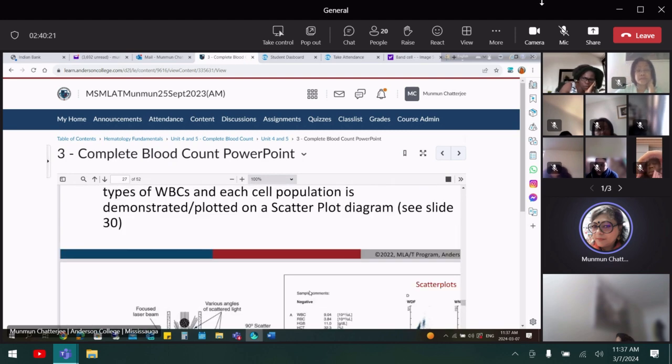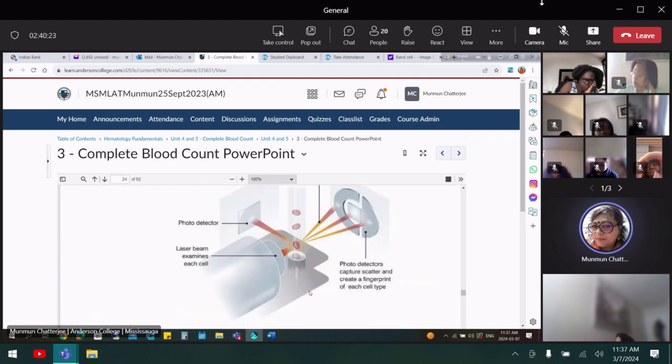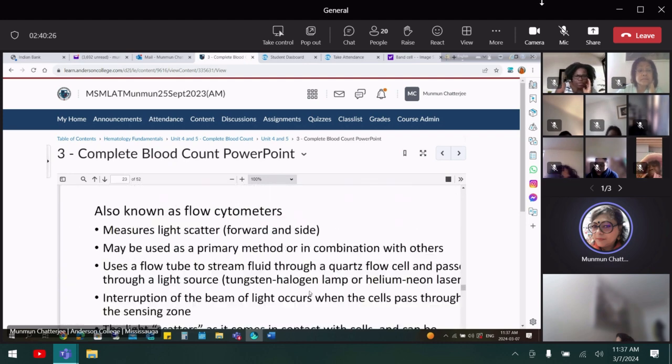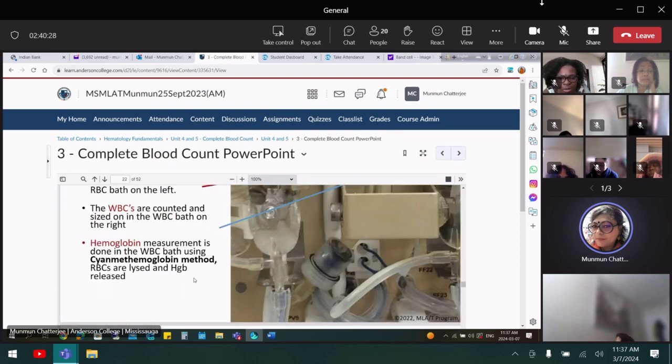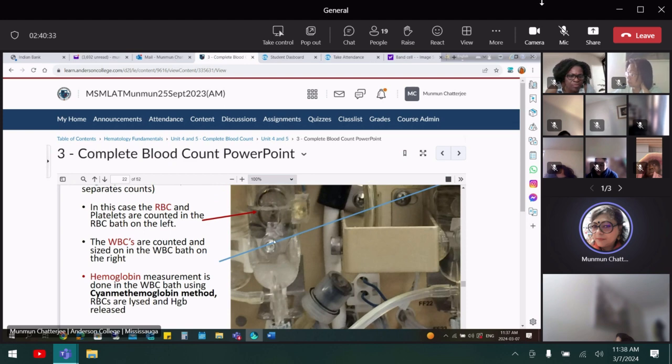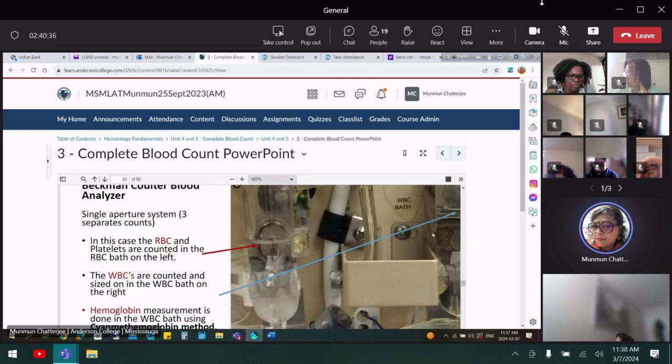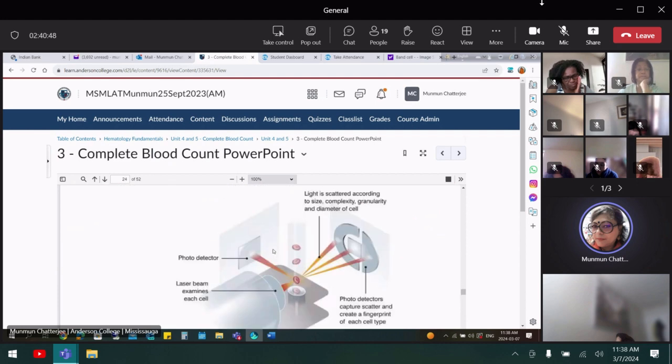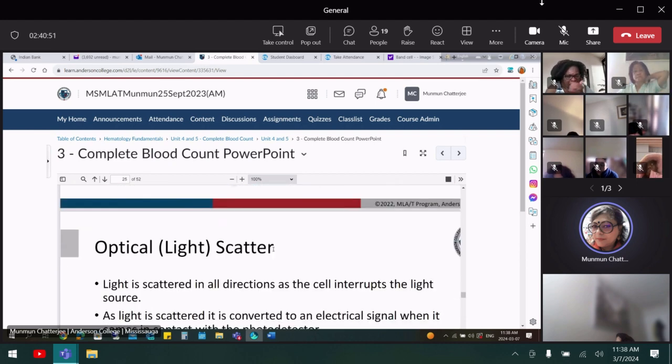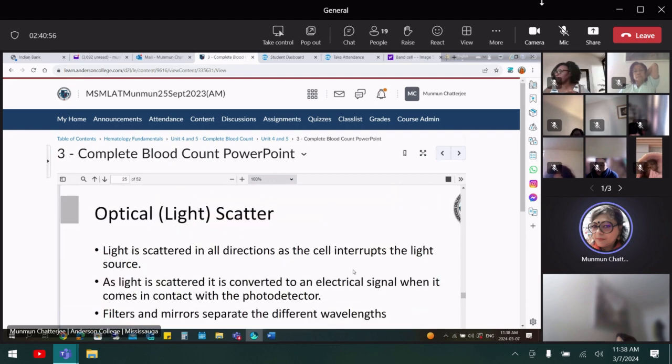Okay, so what is the principle used? The cyan methemoglobin, which I showed you before also. That's why it is done in the WBC bath, which I didn't tell you at that time, because in the WBC bath you also have to hemolyze the cells. In the RBC bath there is no hemolysis because you have to count the total RBC and platelets. So RBC and platelets are counted in one bath, and WBC and hemoglobin are counted in the WBC bath.